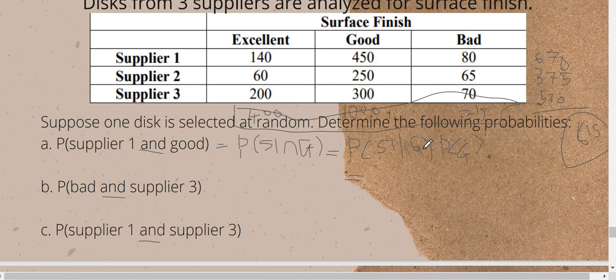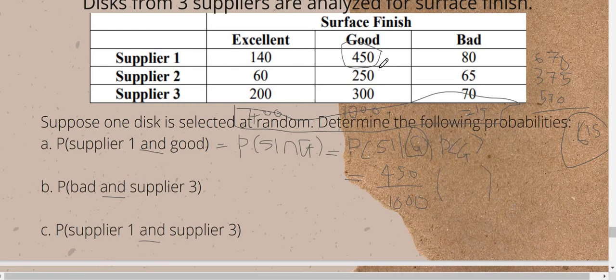So for P(S1 given G), you find out where the S1 is. This is your S1, and this is your good. So this is the value you are supposed to take, 450. Because this is probability, class, it must be over something. Over what? Over the good values. What is the good value here? 1000. Okay, the good value here is 1000. Then how about the second one? P(G).